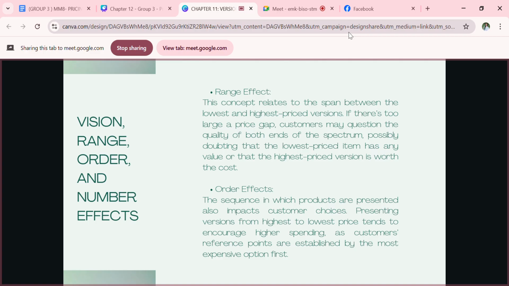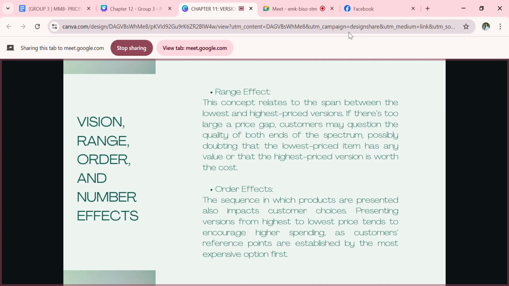So, next we have the order effects. The order in which versions are presented impacts customer decisions. Starting with the highest price option can set a high preference point, making mid-tier options seem more affordable. For example, a car dealership might show a luxury model first, followed by a mid-range and then an economy model. Customers having seen the luxury model may see the mid-range model as more reasonably priced and be more likely to choose it. However, during economic downturns, showing the least expensive option first may be more effective as it shows customers they have affordable choices rather.